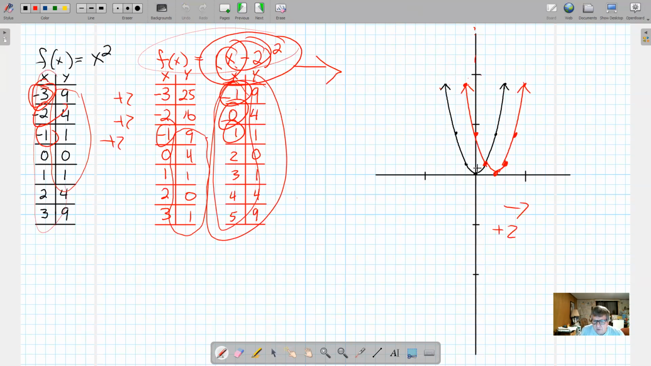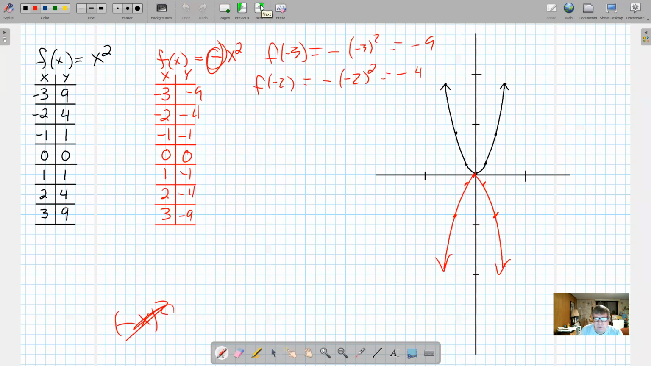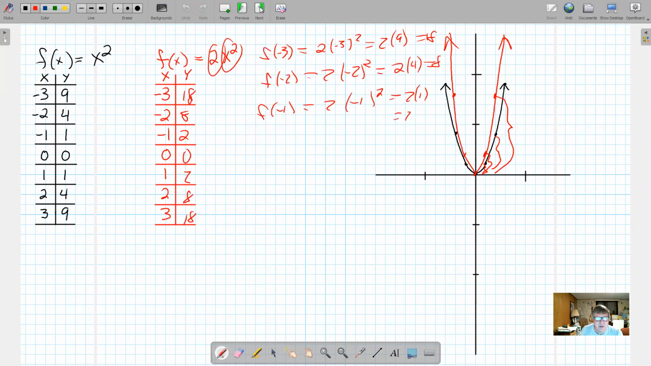Here, the vertex went from 0, 0 to what? 2, 0. And then here, it went from 0, 0 to negative 4, 0. Here it stayed at 0, 0, and here it stayed at 0, 0.